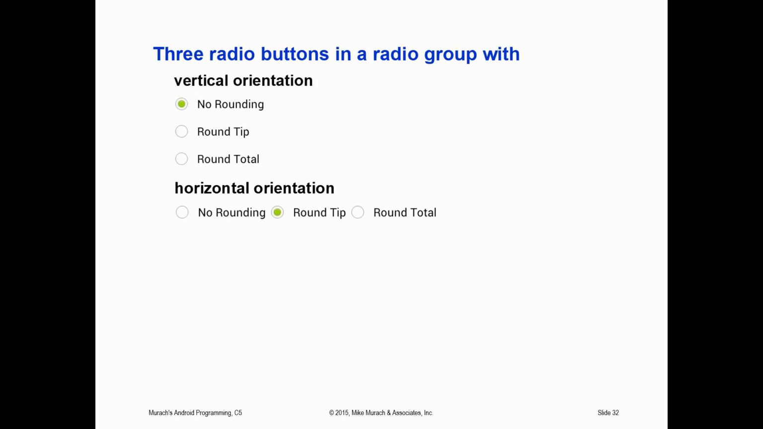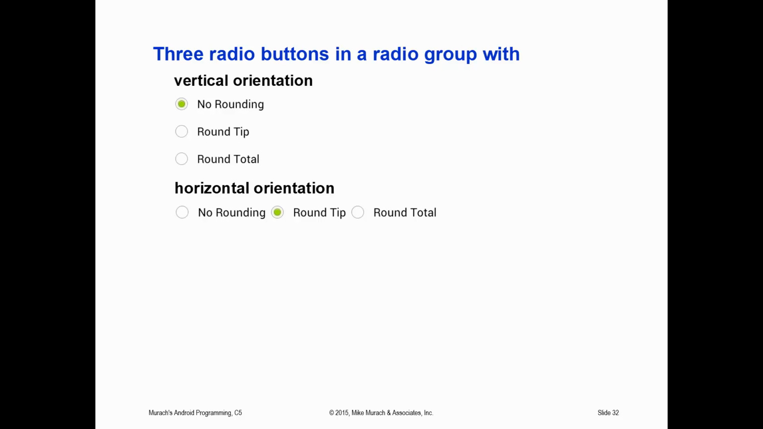With radio buttons, typically you put them into a group, as shown here, into either a vertical group or a horizontal group. The first one, of course, is vertical, meaning they're on multiple lines. The second one is horizontal, which means they're all on the same line.